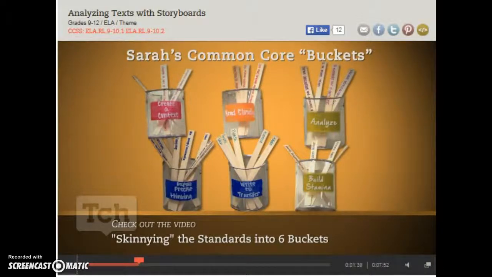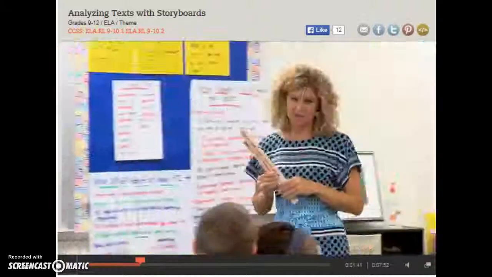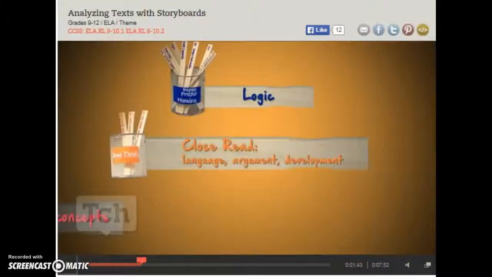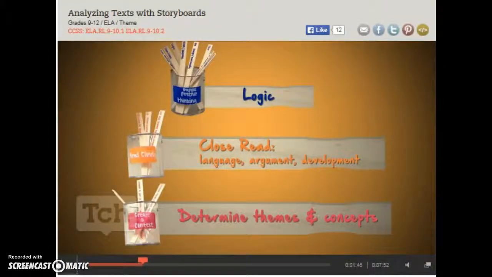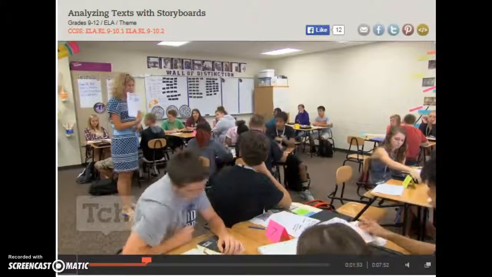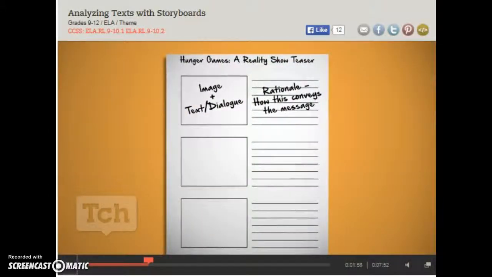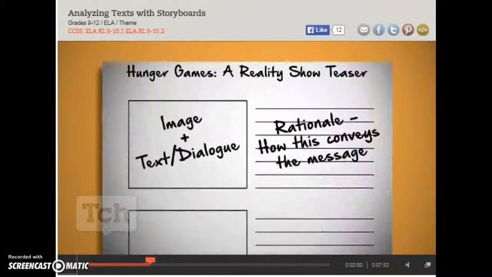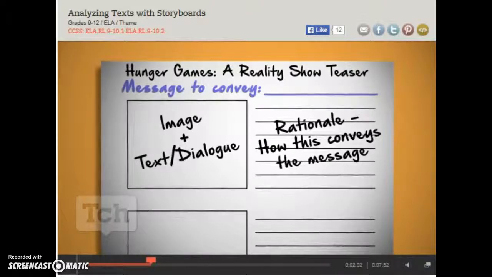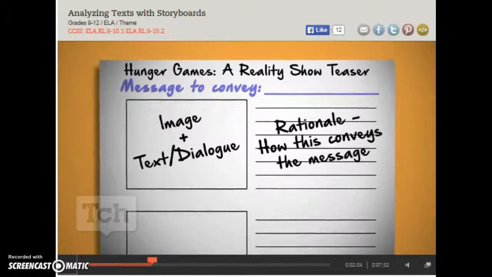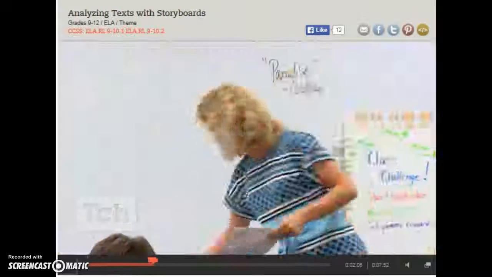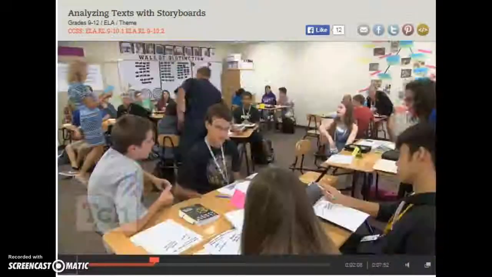Every day before class, the teacher will pull out the sticks from the Common Core buckets that pertain to things she wants the students to gain from the lesson, like learning logic, how to determine things and concepts. It keeps the students knowing what they're learning, why they're learning it, and how what they're learning will help them in the future with testing. So here's the example. It's showing The Hunger Games, a reality show teaser.